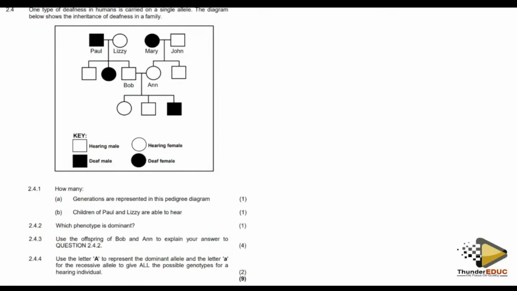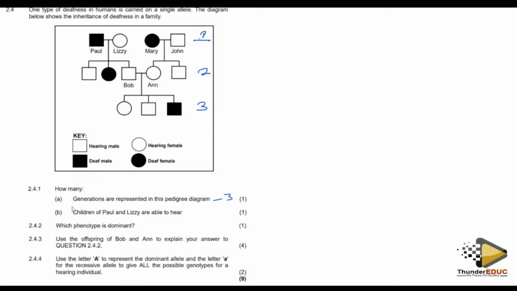All right. They are saying how many generations? We have seen this question before. How many generations? This is the first generation. This is the second generation, and this is the third generation. So this pedigree diagram shows three generations.